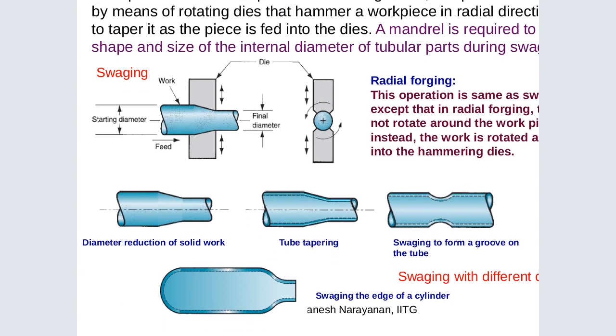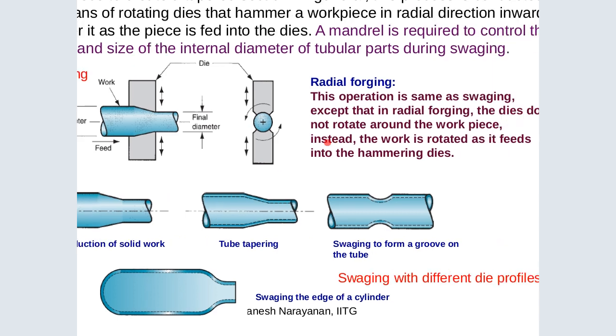So you can see the swaging part. The workpiece is here and it is pressed in. You can see these are dies and it forms a shape. It's like the part is sheared. And then the final diameter is here. And then we have the radial forging.